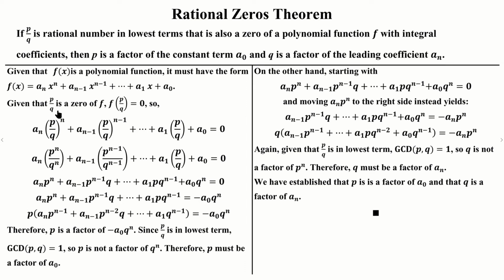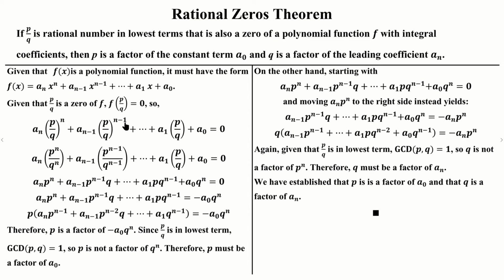We know that P over Q is a 0 of f. That's given, right? So that means f of P over Q is 0. If we plug in P over Q for x, we get an times quantity P over Q to the n plus an minus 1 times quantity P over Q to the n minus 1 plus dot dot dot, which keeps going all the way to a1 times x, which is just P over Q, plus a0 equals 0.